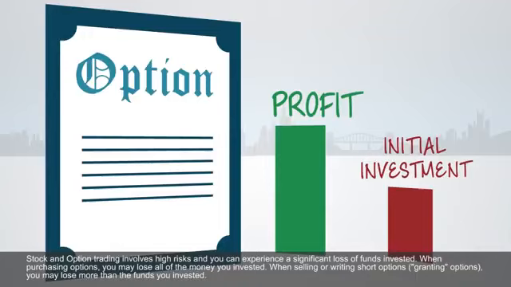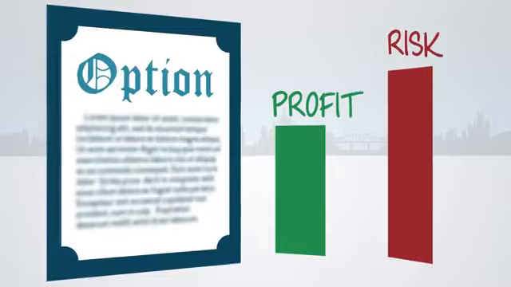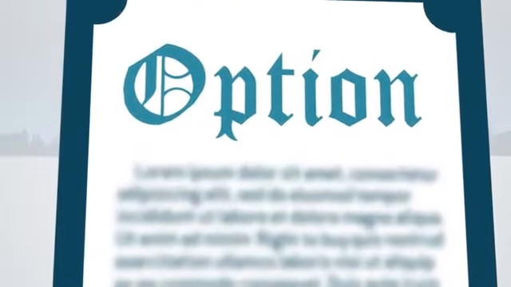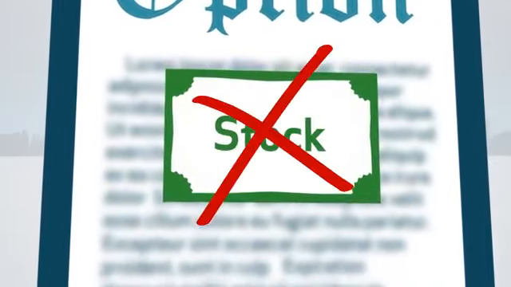However, the potential for greater profits comes with greater risk of losses. To help you understand why, let's take a closer look at how an option contract works. Unlike a stock, when you buy an option contract, you're not purchasing the security itself. Instead, you're purchasing a contract that gives you the right to buy or sell a security at a certain price before a certain date. Consider this example.